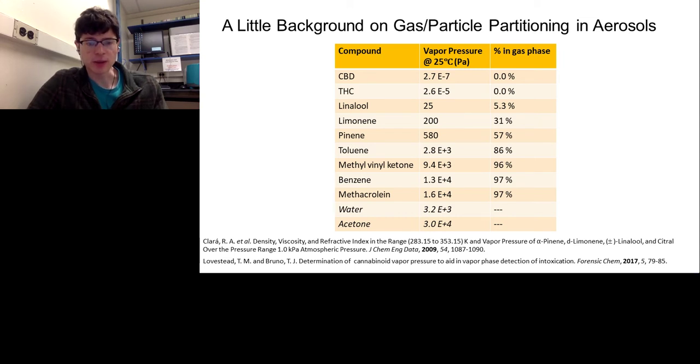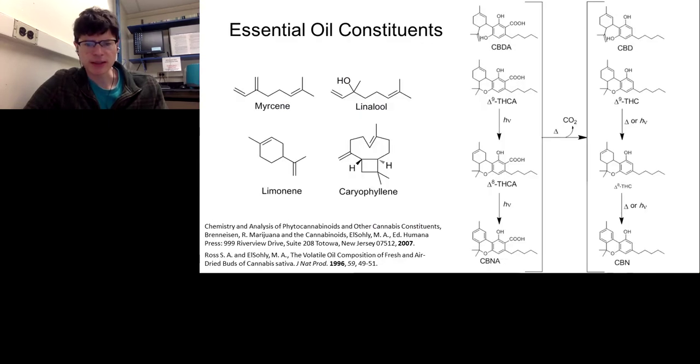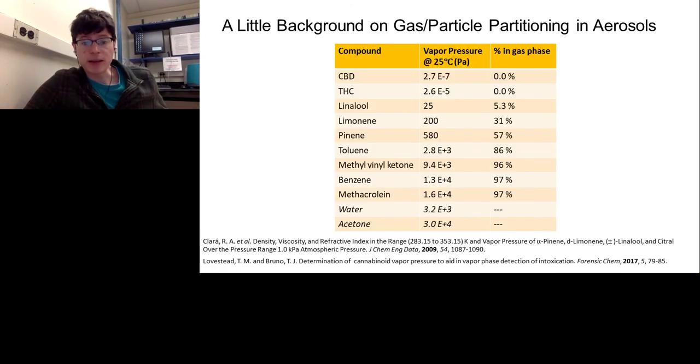So linalool, which actually has an OH on it, maybe I can go back to this slide. Linalool has an OH on it, so it's going to hydrogen bond. It's going to have a lower vapor pressure than, for example, myrcene, right? So a higher percentage of linalool is going to be in the particle phase. It's only 5.3% in the gas phase, whereas 57% of pinene is going to be in the gas phase. So you're going to smell those things, right? And then these degradation products, toluene, methyl vinyl ketone, benzene, methacrylate, are going to be almost entirely in the gas phase because they're pretty volatile molecules.